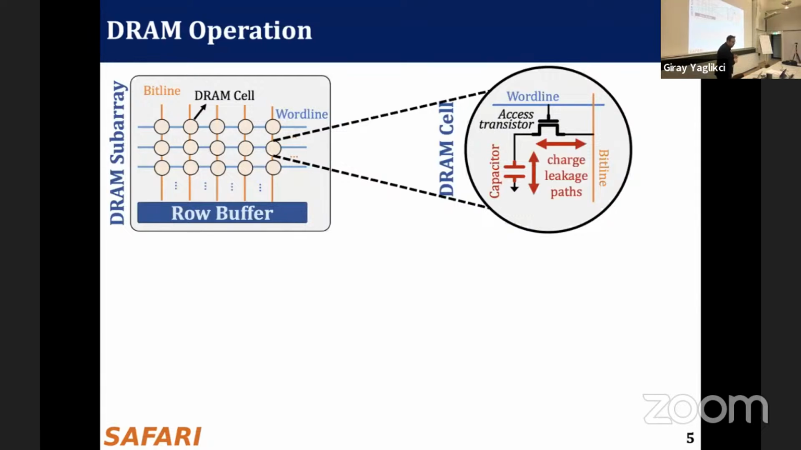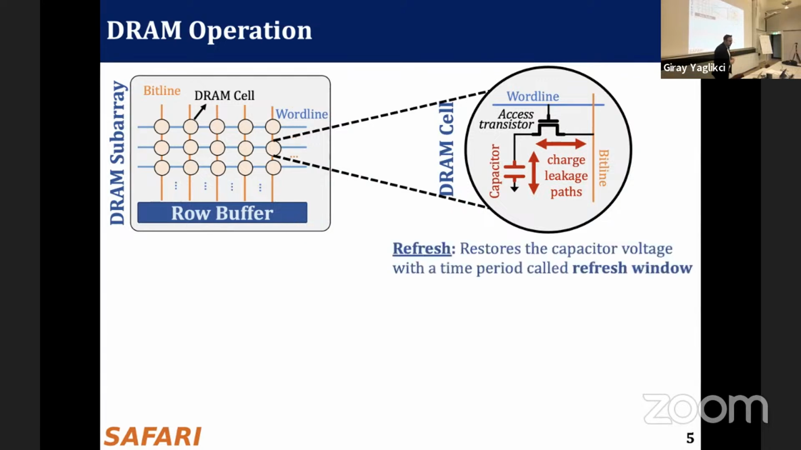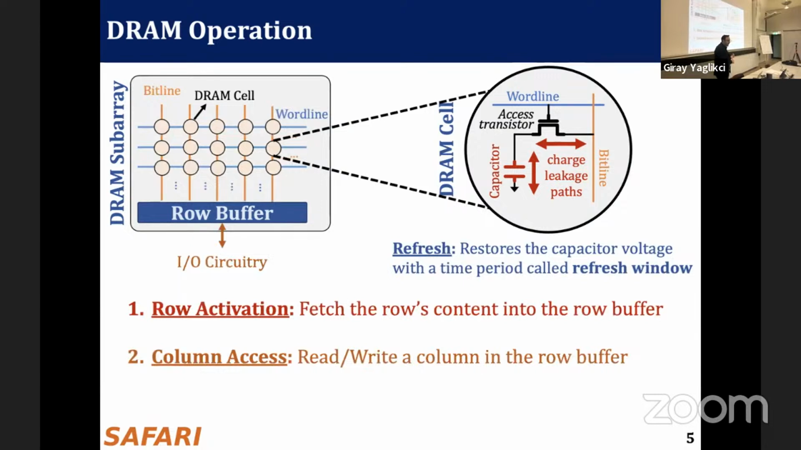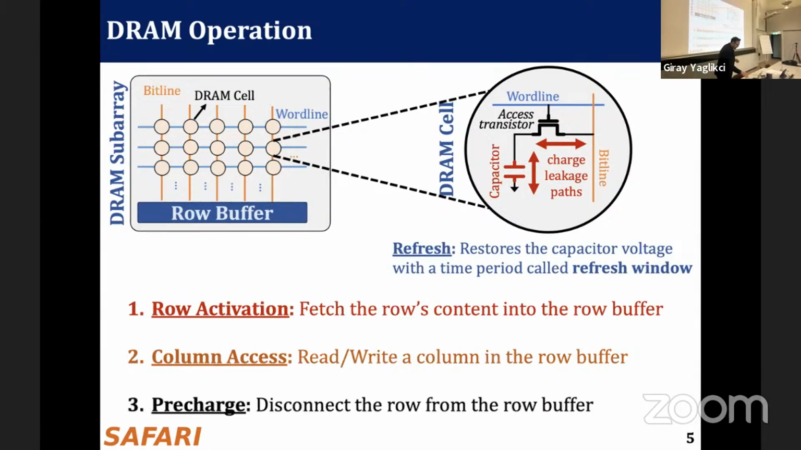Inside the DRAM cell, as we discussed earlier, there's a capacitor that stores your data in terms of electrical charge, and there's an access transistor that you use to access this data. There are several charge leakage paths, and it's a volatile memory technology, so it requires refresh operations that need to be performed so that you do not lose your data. And to access data, you need to first perform an operation called row activation to fetch the row's content into the row buffer. And then you perform the column accesses to the row buffer, as we discussed yesterday again. And once you're done with the row, you need to perform an operation called precharge to close this row so that you can open another row.